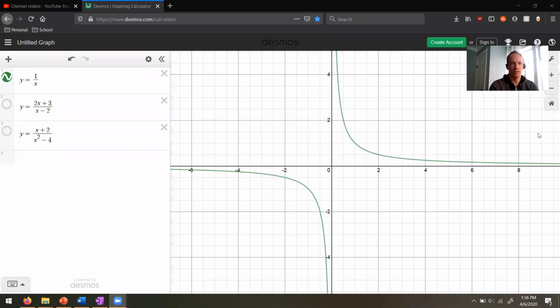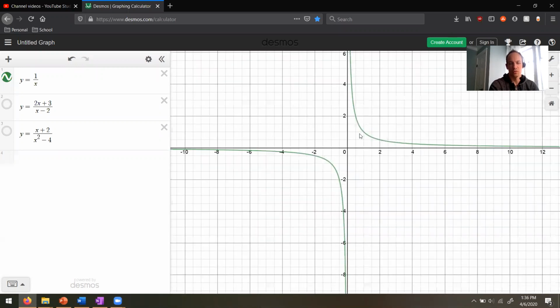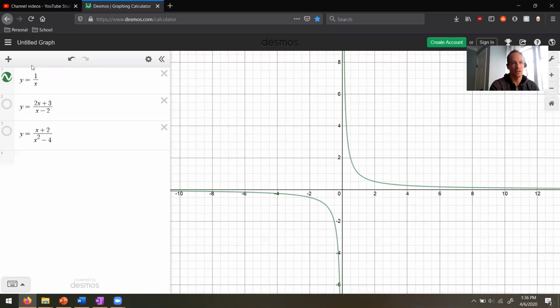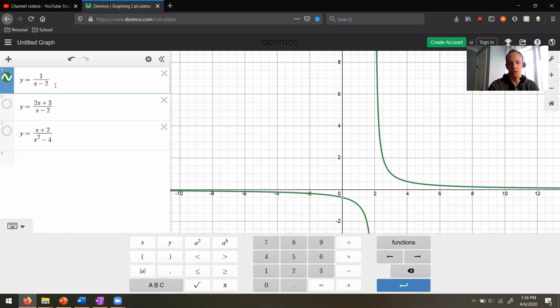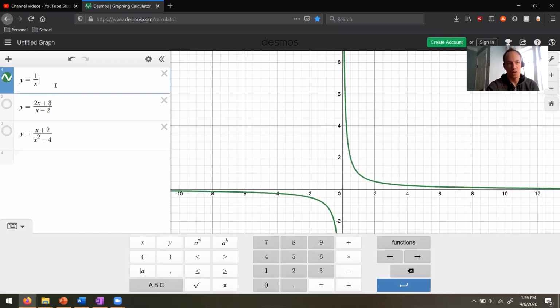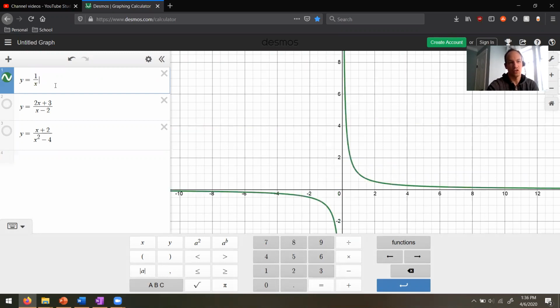Okay, so you can see Desmos here. That's y equals 1 over x. This is the general version of the simplest reciprocal function you can have. You can throw some things in there like a -2 and it moves the whole thing over 2 to the right, or you can add something in and you can make it go 4 up, but it's still the same basic shape. So I'm going to get rid of that because I want to look at a couple more complicated ones.